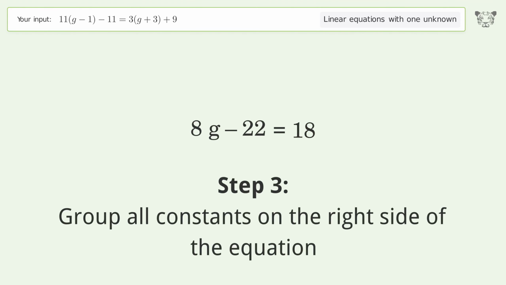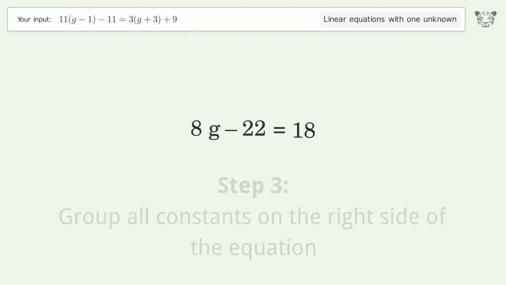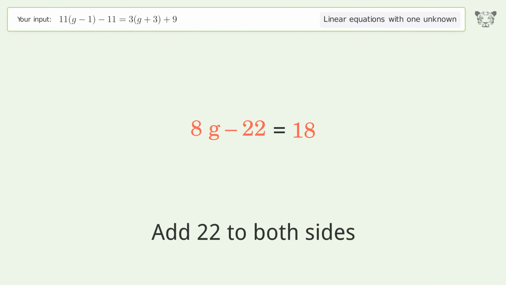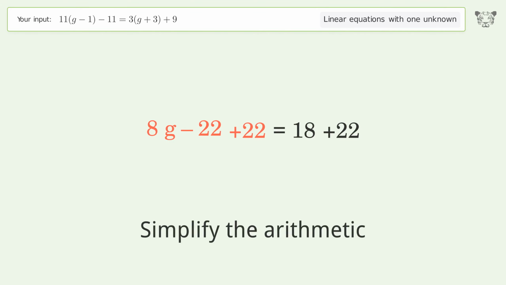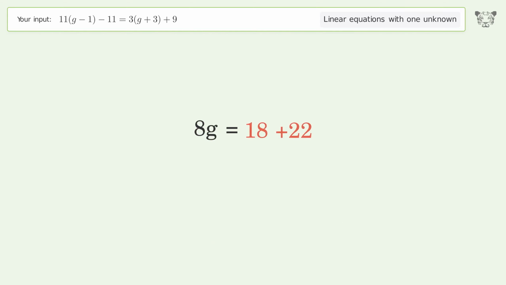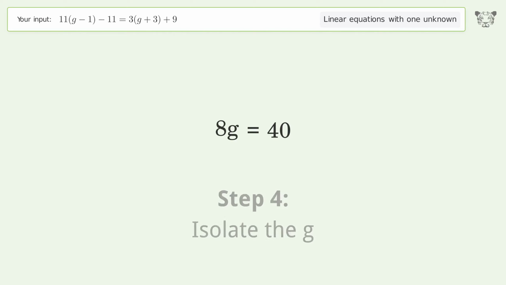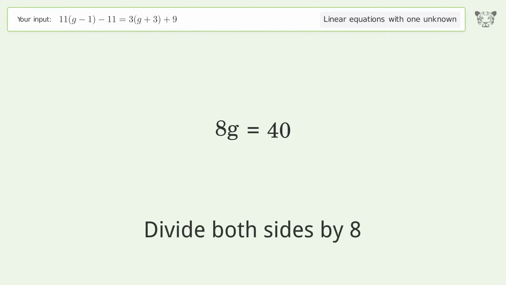Group all constants on the right side of the equation. Add 22 to both sides. Simplify the arithmetic. Isolate the g. Divide both sides by 8.